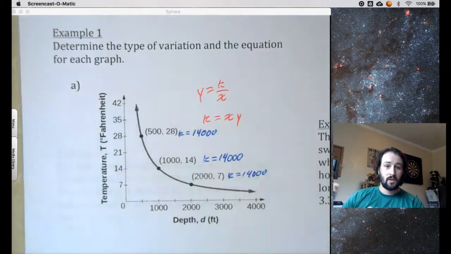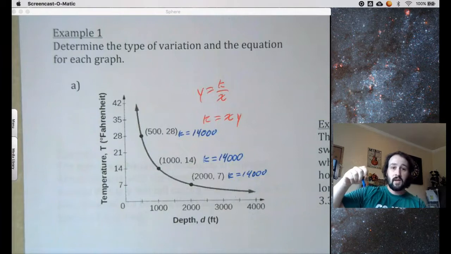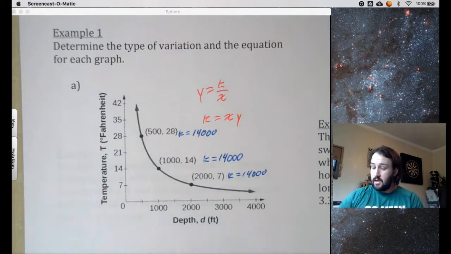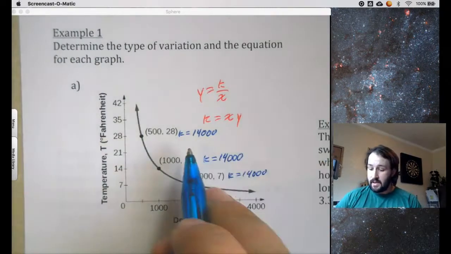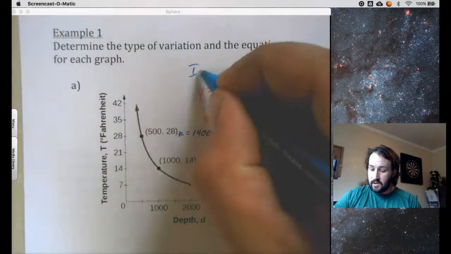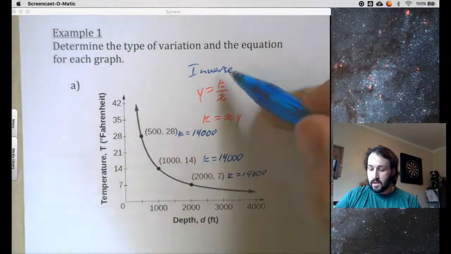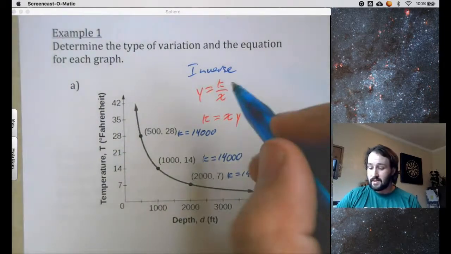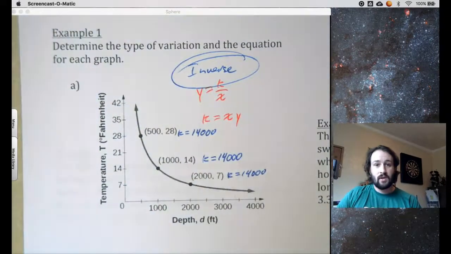So moral of the story, all of our k values are the same, so we know we have a constant number that our values are changing by. That's our constant of variation. Since we checked inverse variation, when we did k equals x times y, all of the k values were the same. So this is definitely inverse variation.